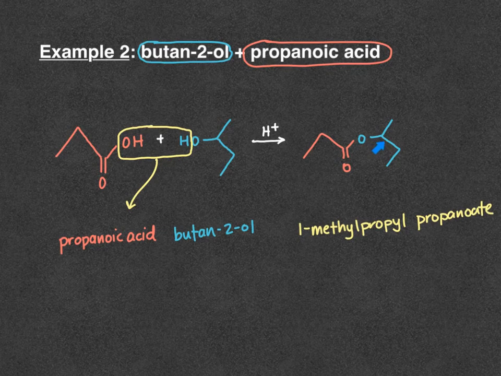So if we look, this is carbon 1 in our ester, 2 and 3. So what was part of the original branch on the alcohol is now a branch off of the parent chain in our ester.